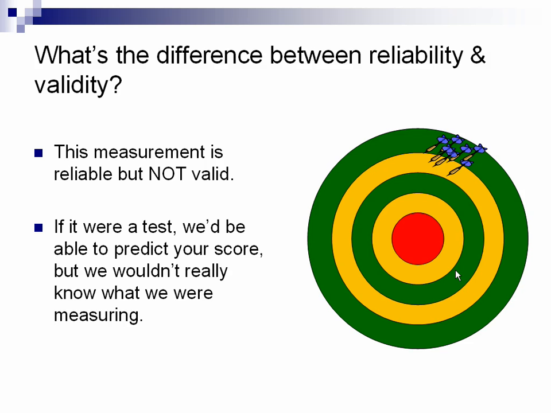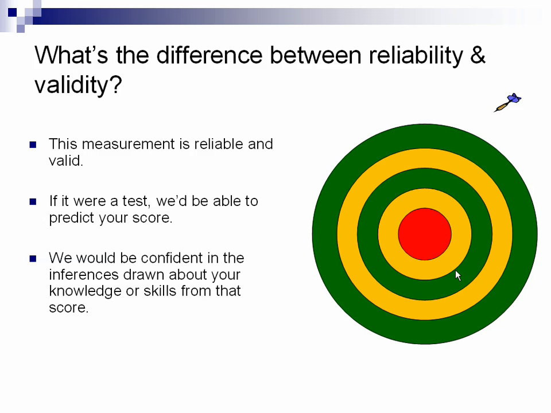Now notice in this example that all of the darts fell in the same place. So this measurement is reliable, but they didn't fall on the bullseye, which is what we were trying to measure, so this is not a valid test. If this were a test, we'd be able to predict your score, but we wouldn't have a clue what it was that we were measuring. Let's take a look at another example.